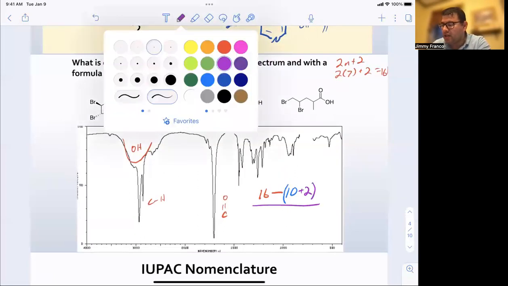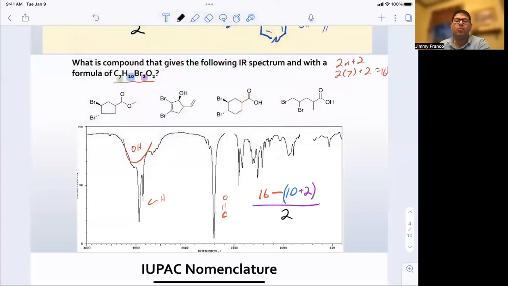And then we always divide this by 2 because it took 2 hydrogens to make 1 hydrogen deficiency. So now we do the numbers in the parentheses. So 10 plus 2 is 12. 16 minus 12 is 4. So 4 divided by 2 is 2.